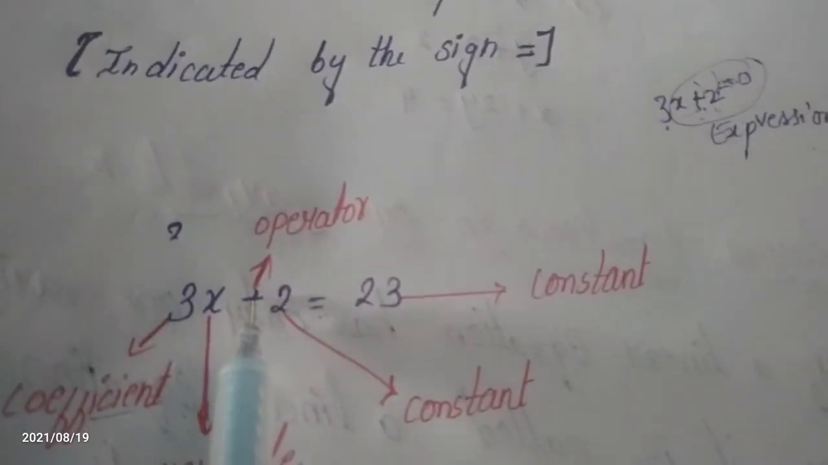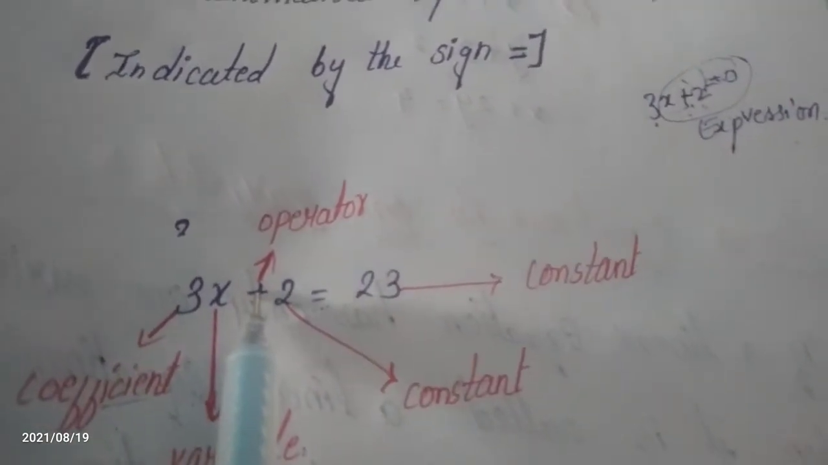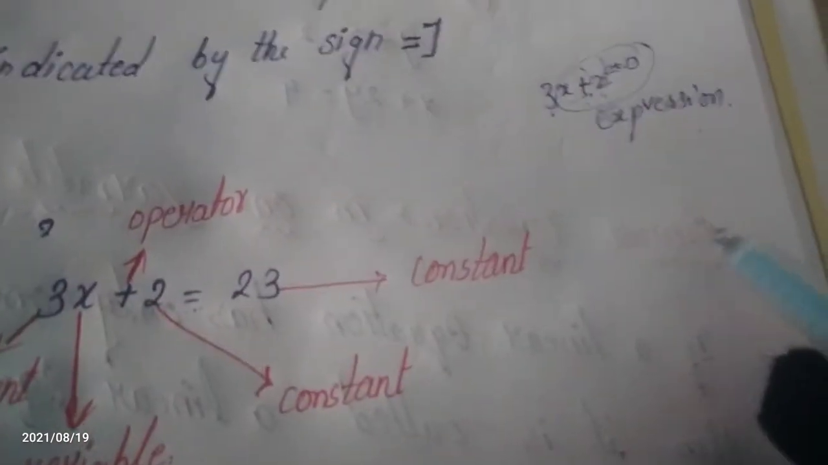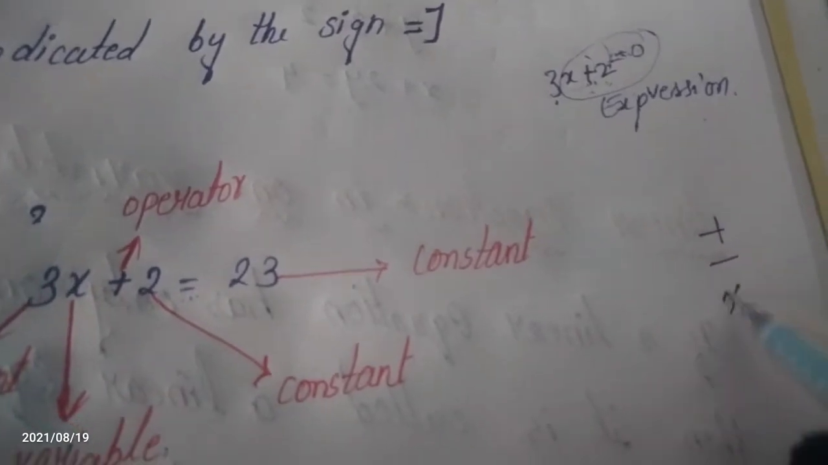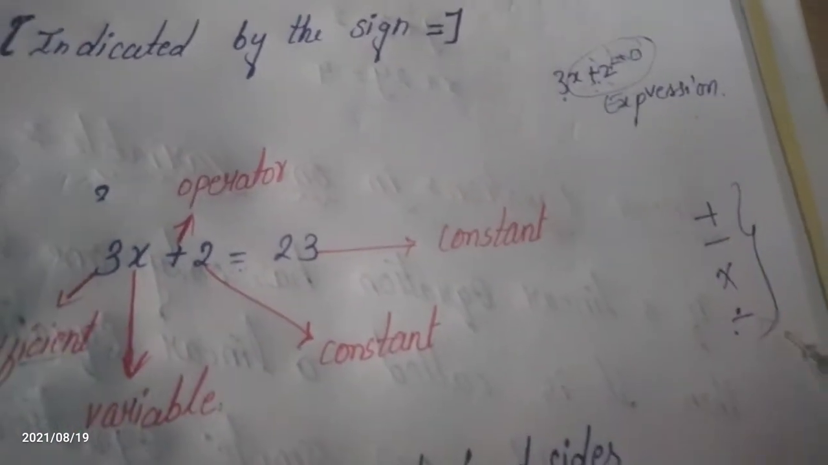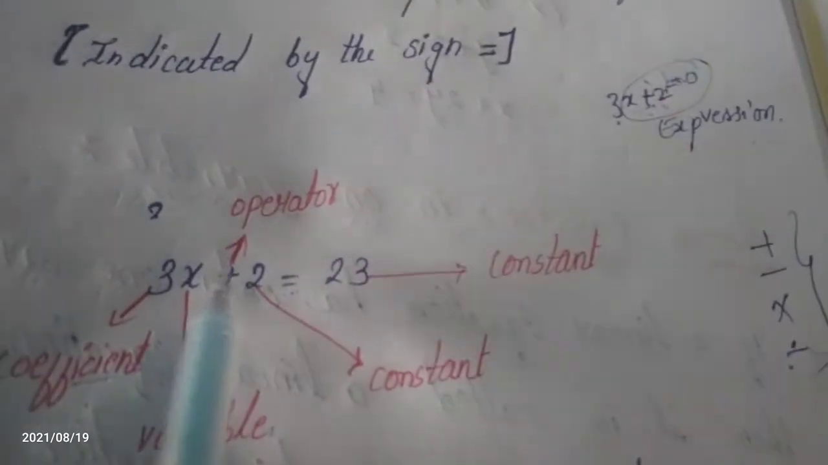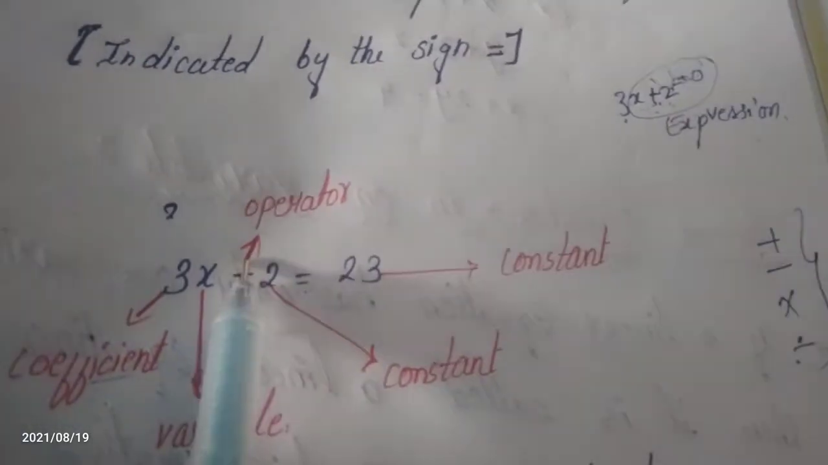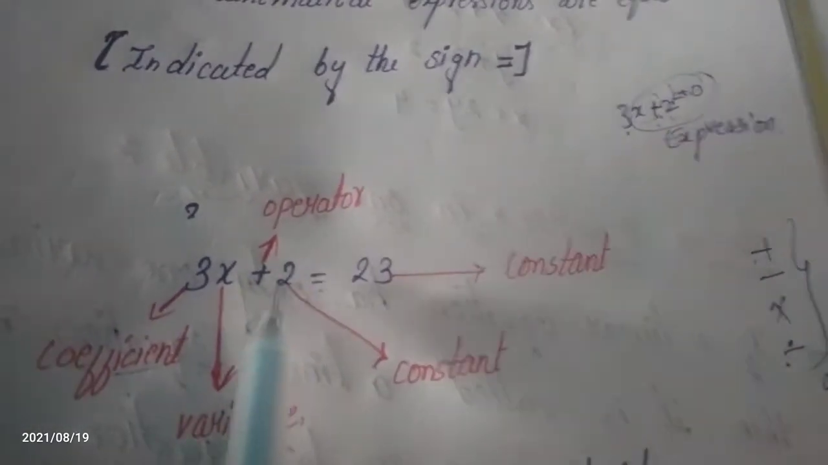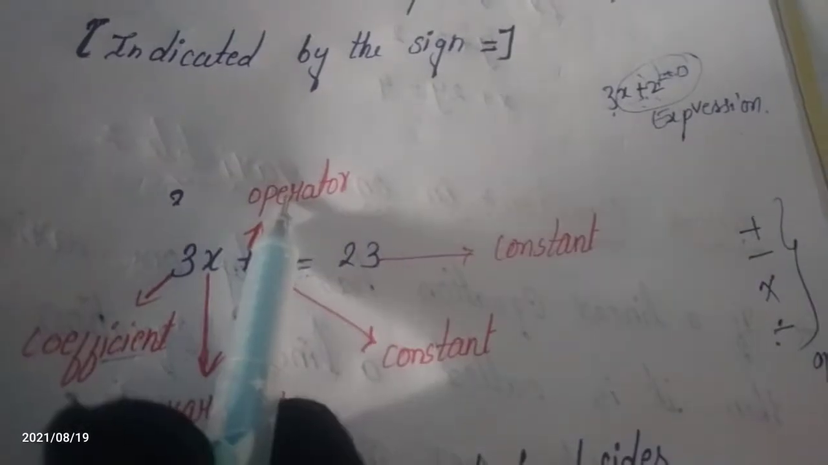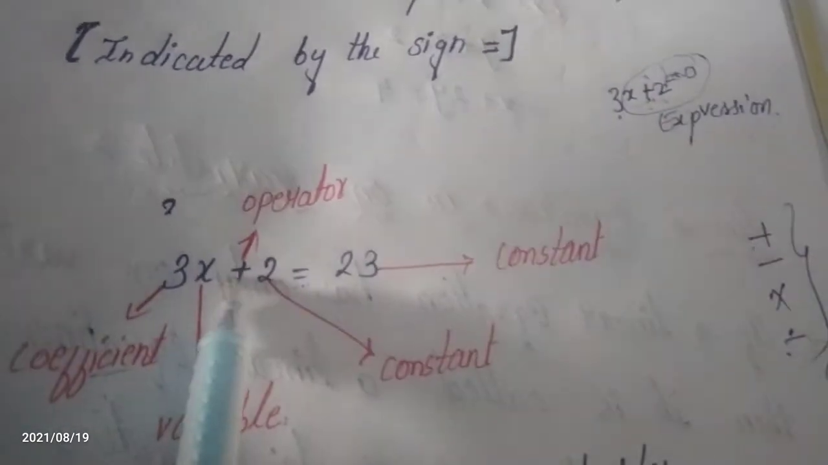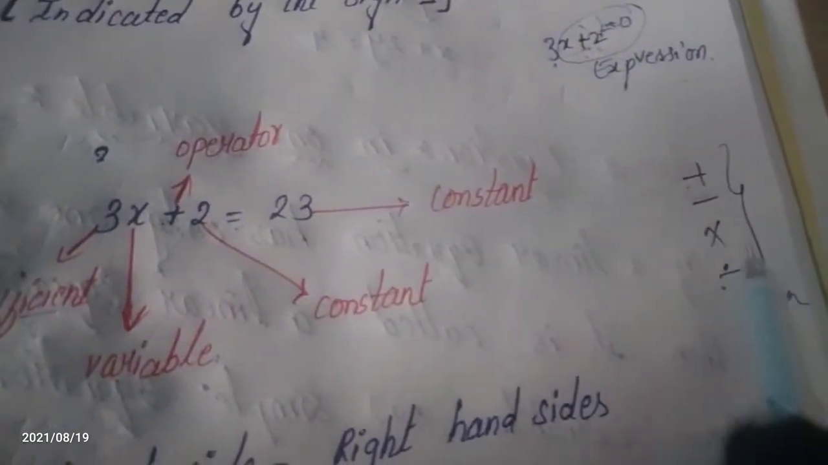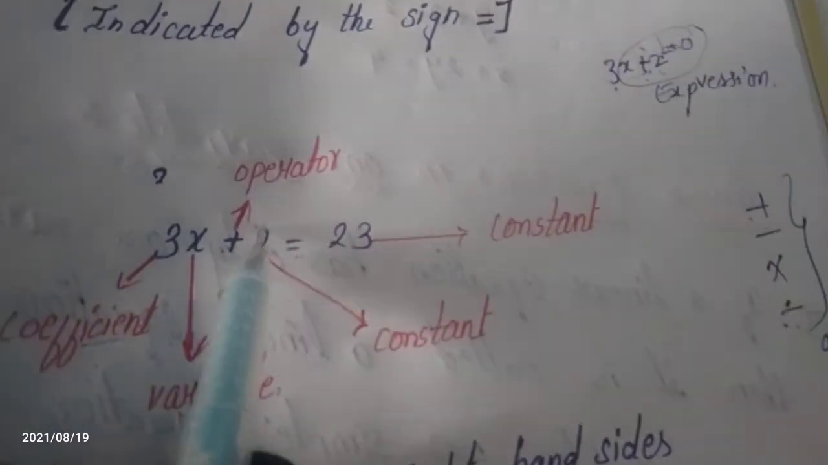Come to the next term. Here the plus is called an operator. Only plus is not an operator. We have 4 operators in maths: plus, minus, multiplication and division. Because we have 2 plus a number, the plus is an operator. Minus is also an operator, multiplication is also an operator, and division is also an operator. In maths we have 4 operators: plus, minus, multiplication and division. I hope you understand that.